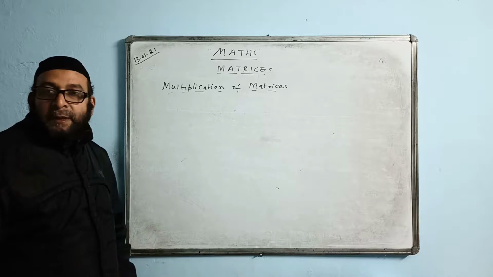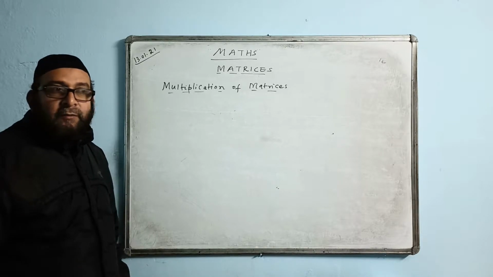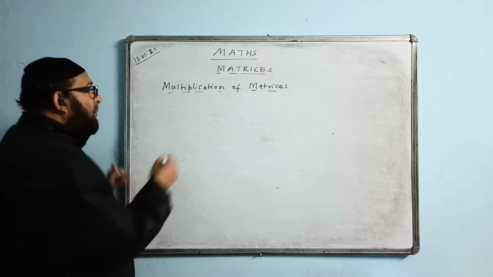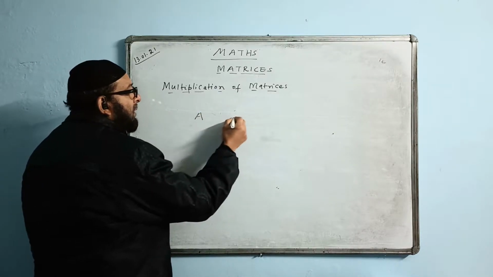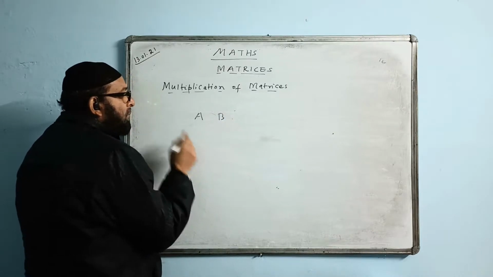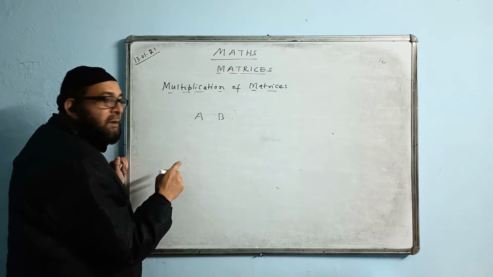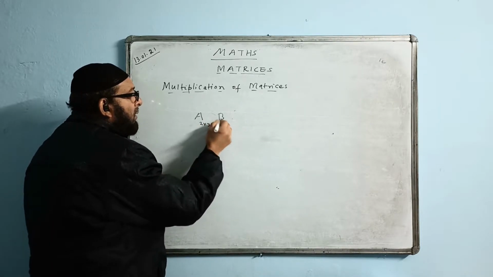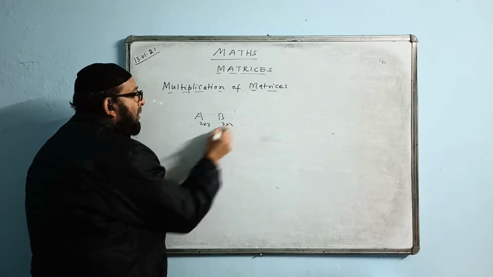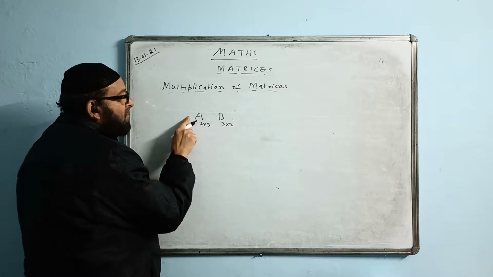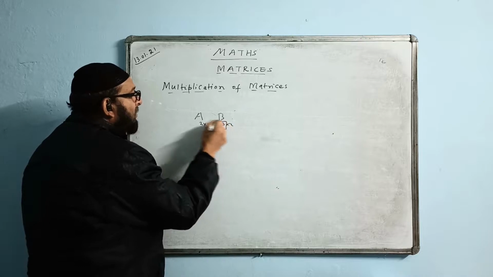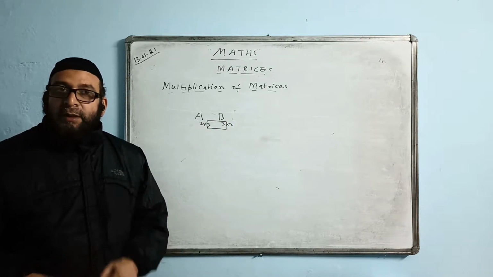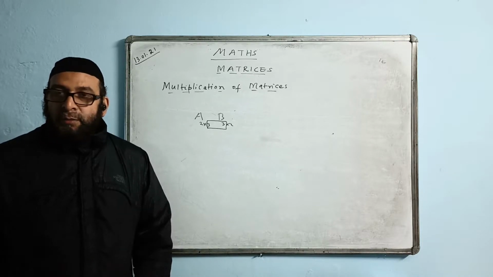First, you have to see the compatibility of multiplication, whether we can multiply them or not. Suppose we have matrix A and matrix B. Multiplication will only be possible when, suppose the order of this is 2 into 3 and this is 3 into 2, the column of the first matrix and the row of the second matrix are equal. Otherwise, multiplication is not possible.